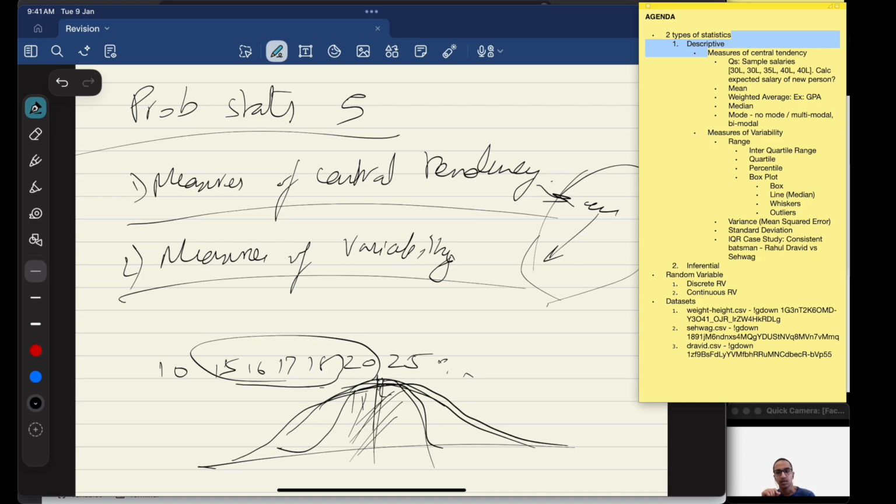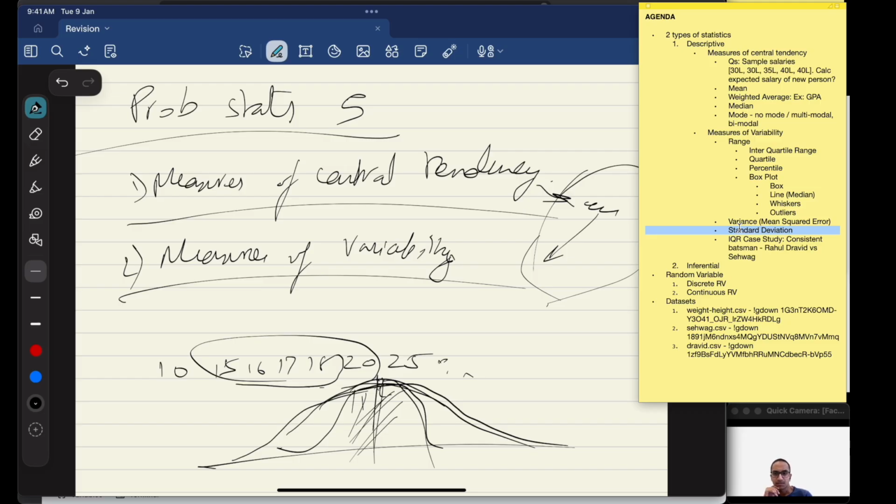Center could be mean. If you see variance and standard deviation, so we have range, variance, and standard deviation. And in range you have IQR as well. So basically these three, range, variance, and standard deviation, help us find the spread of the data. Now variance and standard deviation use mean as the center, while range and IQR do not use anything.